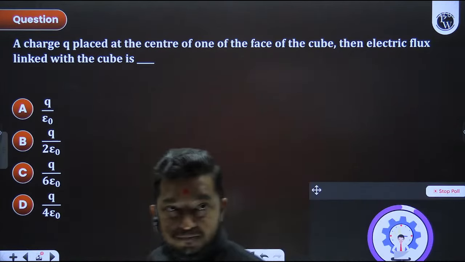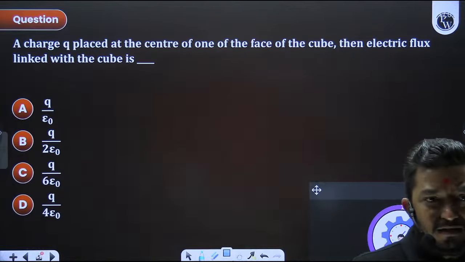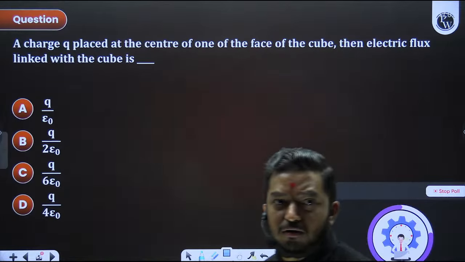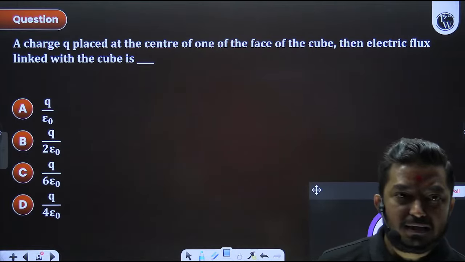For Gujarati medium, we are going to start at 7 p.m. Currently, this is a session for all the English medium students who are learning in the GSEB board here.